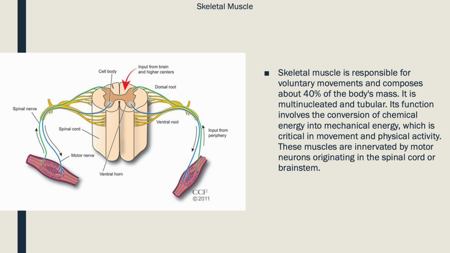That motor neuron will originate either in the spinal cord or brainstem and transmit signals throughout the neuromuscular junction to activate a muscle's contraction. These muscles play a critical role in varying physical activities, from basic movements like walking and lifting to something more complex like maintaining posture and balance.